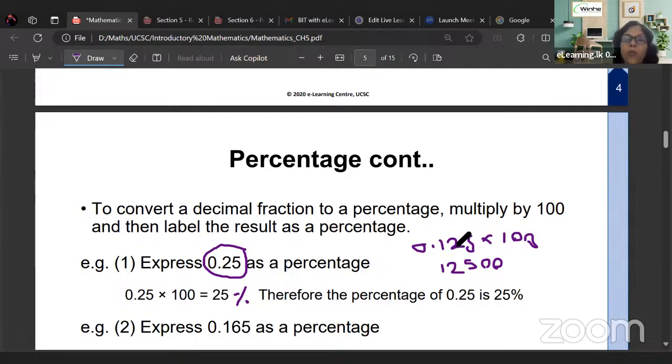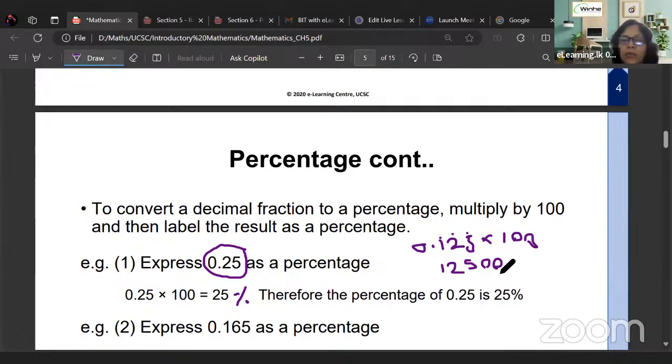Now, how many decimal points are here? You can count 1, 2, and 3. Three numerical values after the decimal point are what we consider as decimal places, right? So here there are three values after the decimal point.